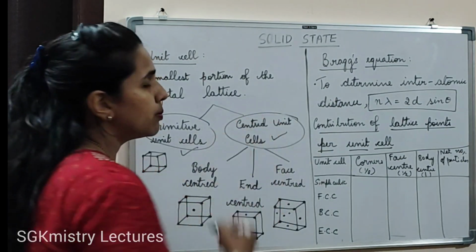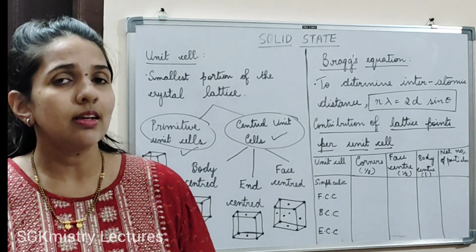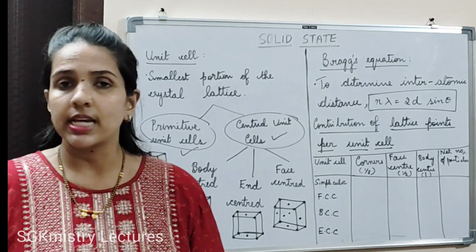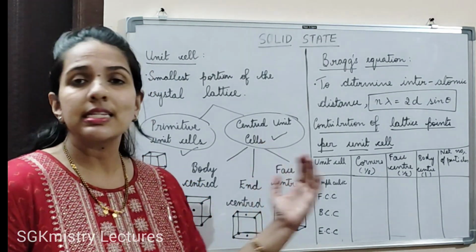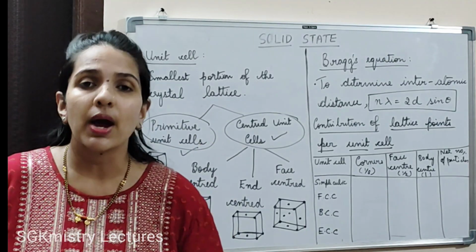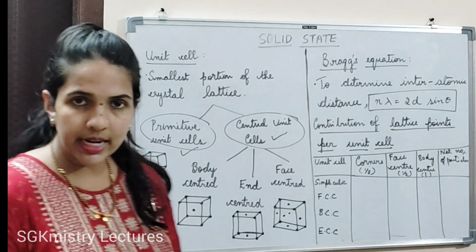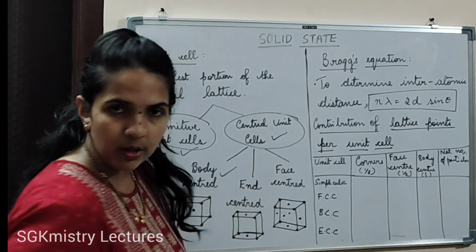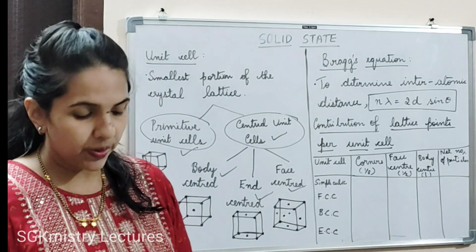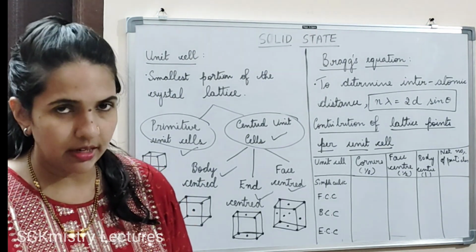The other type of unit cells are centered unit cells. From the term itself it is very clear: along with the particles in the corners, there are certain other particles present in the center, maybe the center of a face or center of the edge. Let us see which are these different types of centered unit cells and where the particles are present. In centered unit cells, there are three different types: body centered unit cell, end centered unit cell and face centered unit cell. You can see I have given the representation for these three types.